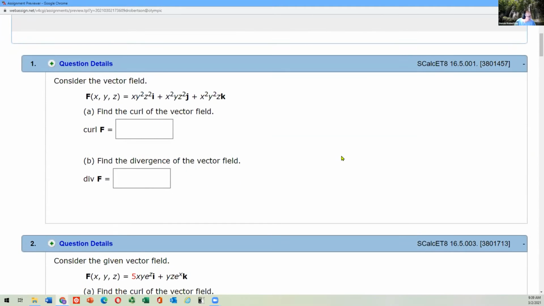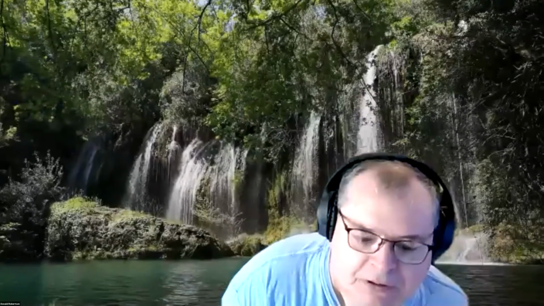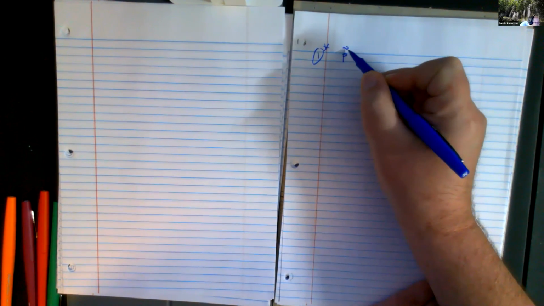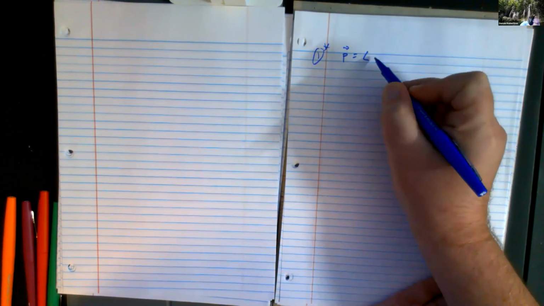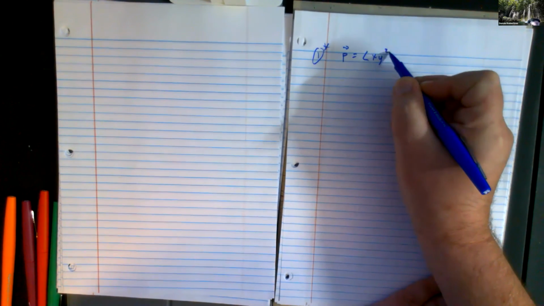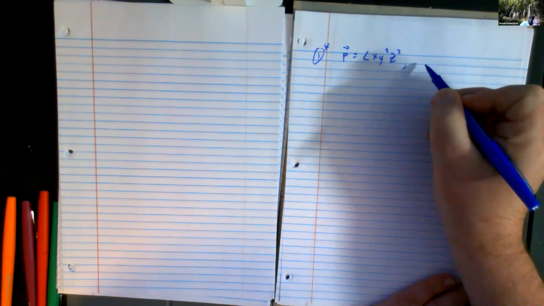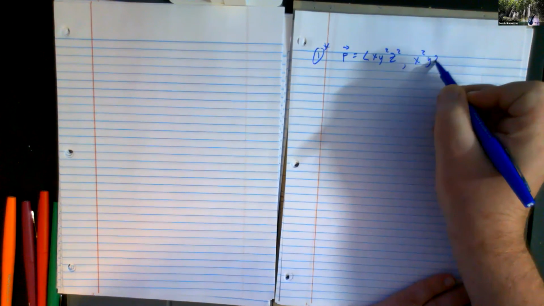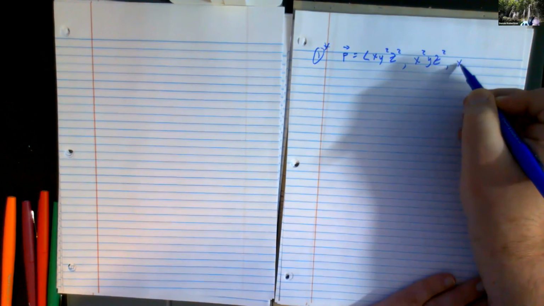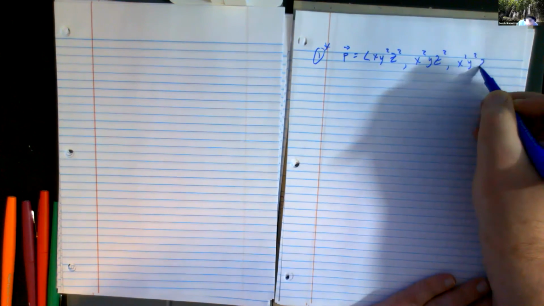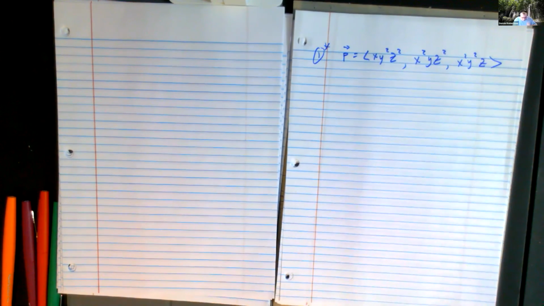So let me pick one at random. This is similar to question 1. So I'll move over to the whiteboard. And this fella is x, y squared, z squared, pretty much x, y, z squared, x squared, y squared, z. And we're going to find a curl, we're going to find a div.